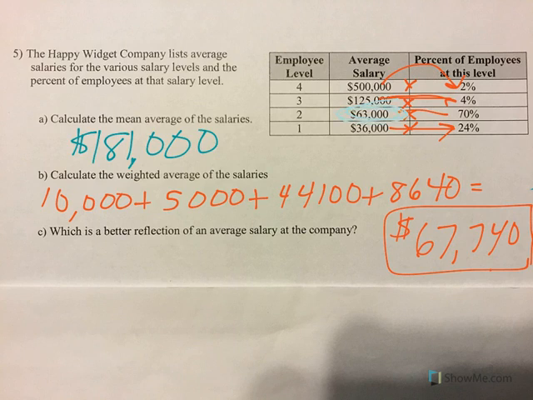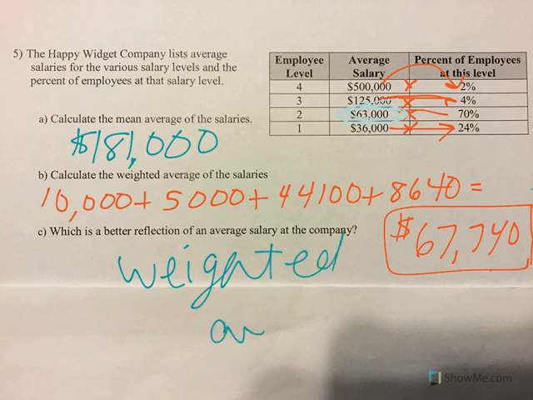That right there makes a whole lot more sense because the majority of people are around 63,000. So saying that the average is 67,740 makes a whole lot of sense. So which one is better? The weighted average. Absolutely, because it gives more power to those that have the biggest conglomerate in this company, which just makes sense.